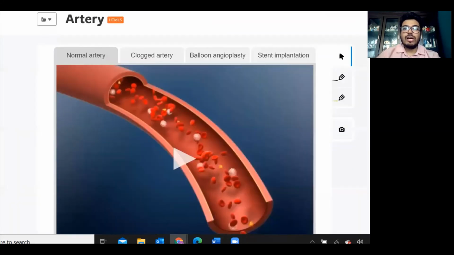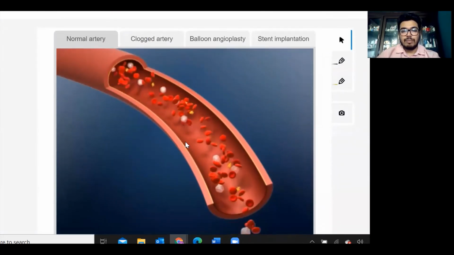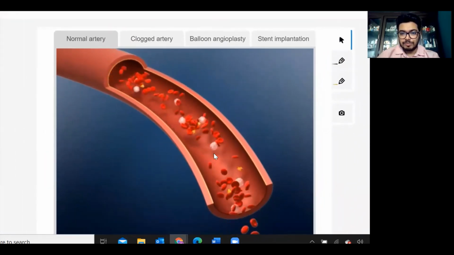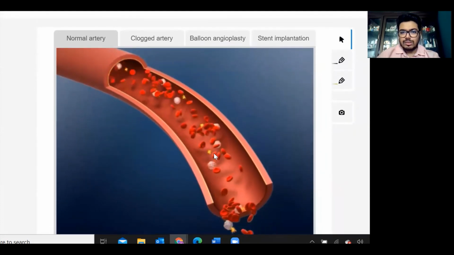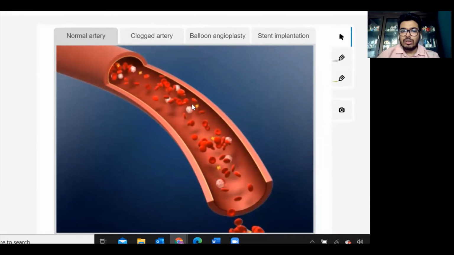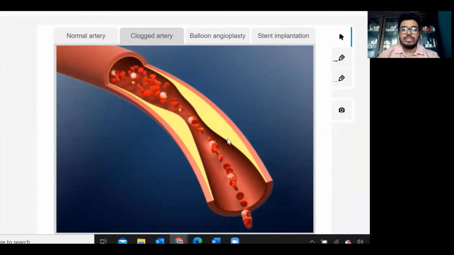So for the higher grade students, we can also show arteries. What exactly does the blood flow look like? So in the same microscopic view, we can see here the yellow colored fluid. This is the plasma. You can see this is a significant part of the blood, and this gives a clear idea of how a normal artery looks and a clogged artery looks. So students can explore it themselves, and they can come as a group and explain to the teacher what they have learned from this particular simulation.